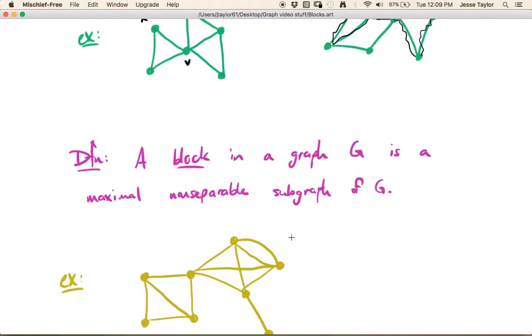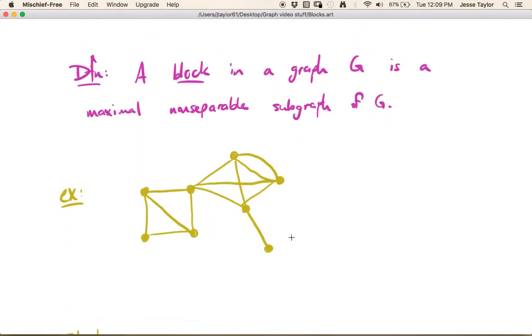Now let's talk about a block. A block in a graph is a maximal non-separable subgraph of G. Maximal meaning it's the biggest it can be, but that's a local condition. It's not maximum; maximal, there's a difference. Non-separable meaning there are no cut vertices, and it's a subgraph meaning you can delete vertices and edges from the original and get down to it.